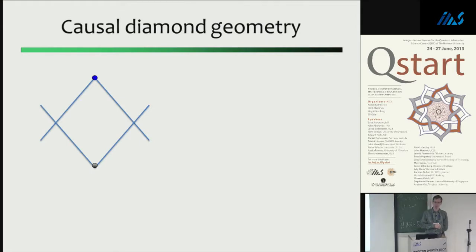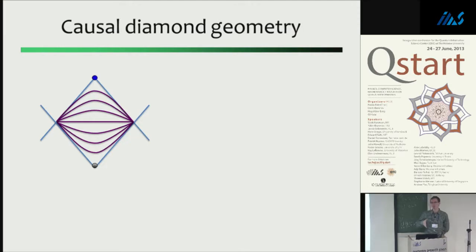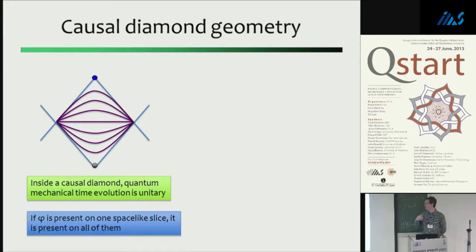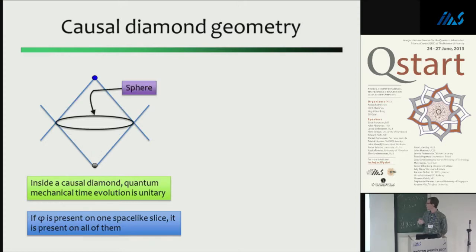And a little bit of causal diamond geometry, for those of you who aren't too familiar with these things. These causal diamonds can be foliated by space-like surfaces in such a way that there's a unitary time evolution from one surface to the next. What that means is that if the quantum information is present anywhere in the diamond, it has to be present on each and every one of those space-like slices. And in particular, we can just focus attention.